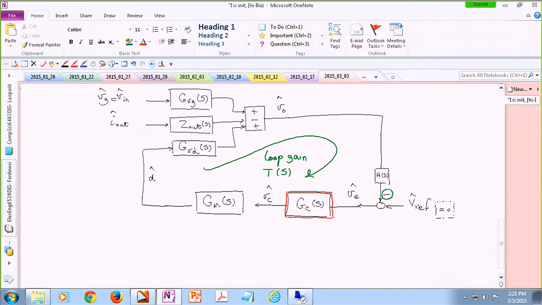So all I have to do is identify the elements that appear in my loop and just multiply their transfer functions. So I have a sensing network. I neglect that negative 1. Then I have a compensation network. Then I have a modulating block. And then we have the control to output transfer function of the converter as well. So all of these appear in our loop gain basically.